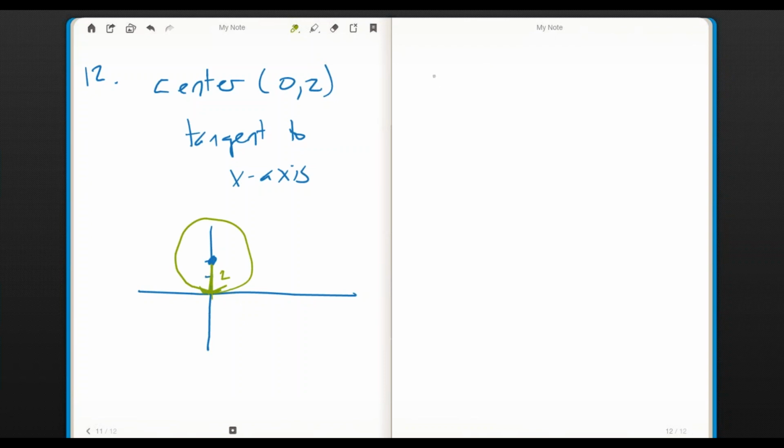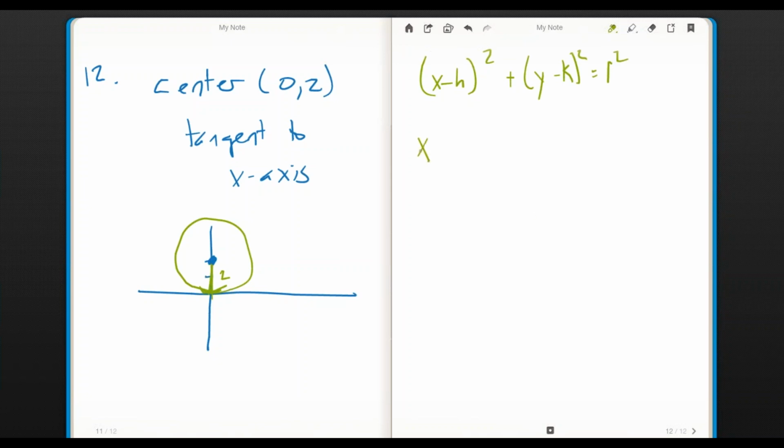but again, the point is, all I need to know to write the equation of the circle is the x and y value of the center and the radius. So in this case, it's (x minus 0) squared, or just call it x squared, plus (y minus 2) squared equals 4.